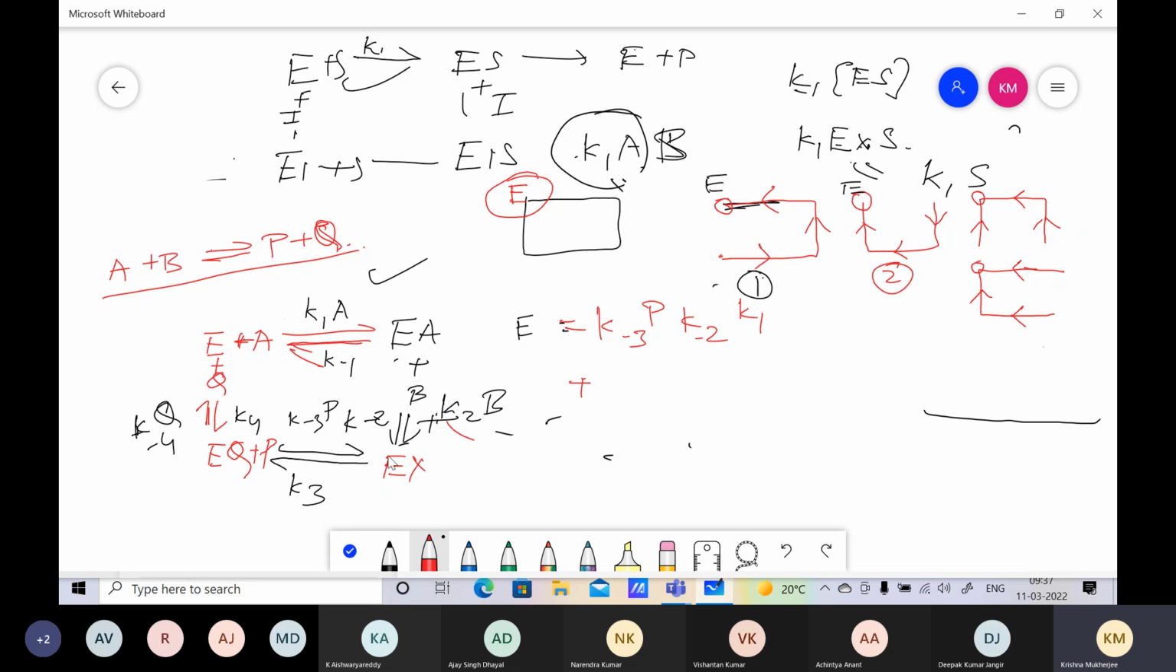This is the other way around now. So EA plus B, so it is K2B, and this is again normal K3 into K3, and then this is again normal. So this is K4.